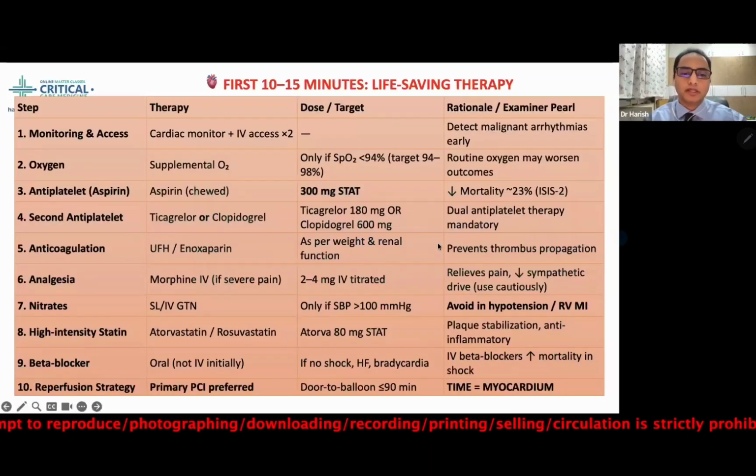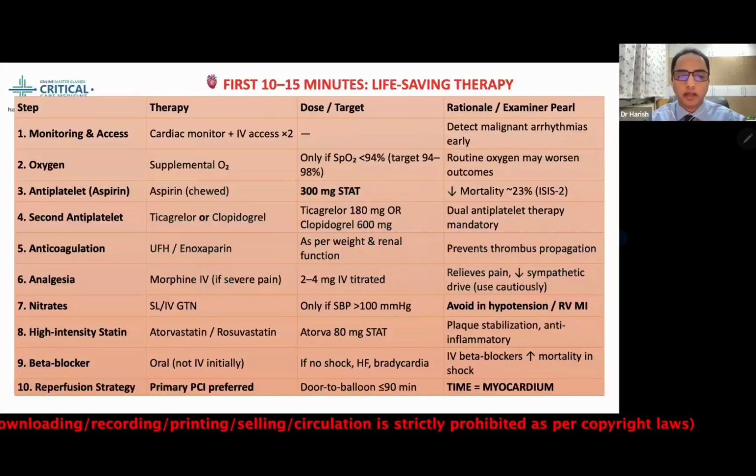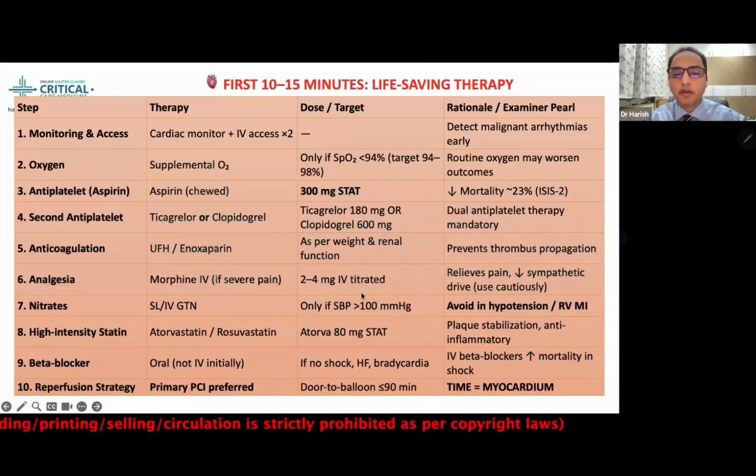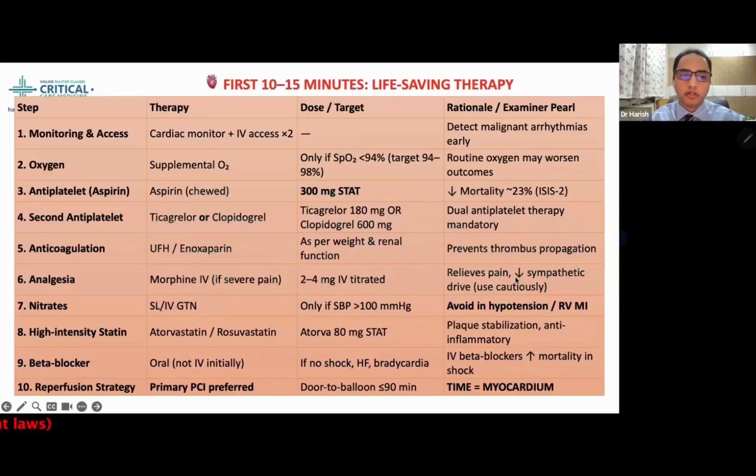Okay. So analgesia. If there is severe ongoing pain, then only you can use IV morphine. 2 to 4 milligram IV titrated, which helps in reducing the pain, and it also helps in reducing the sympathetic drive. But you need to use it cautiously. Nitrates, sublingual or IV glyceryl trinitrate, only if systolic blood pressure is more than 100. But if the patient is having hypotension or if there is a right ventricular MI, inferior MI, avoid nitrates.